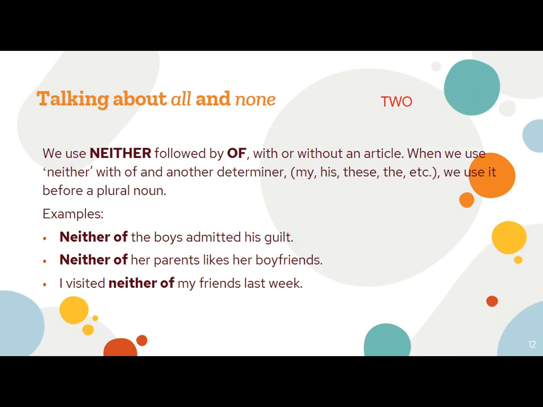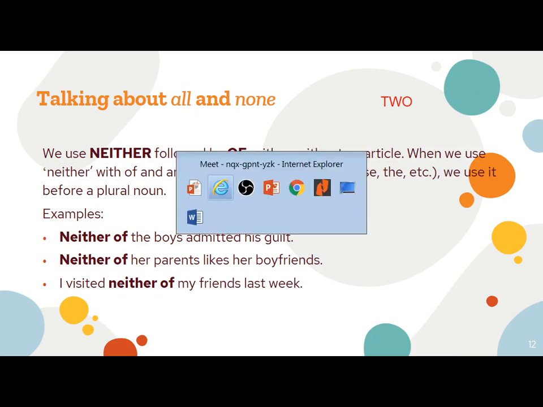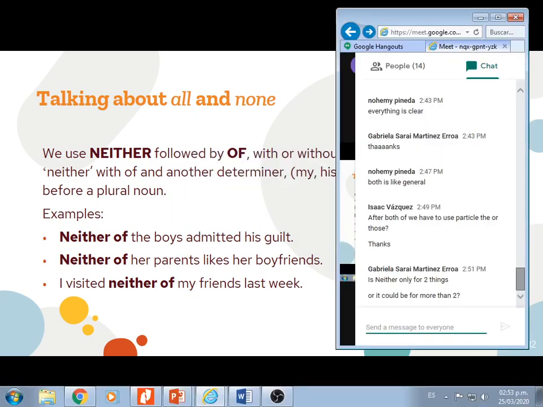And then I visited neither of my friends last week. I visited neither of my friends. You cannot say I visited neither of my friend or neither of my. It's impossible. So every time you have neither of, you need to have a plural noun. And in the case of neither by itself, you have to have a noun in the singular form.